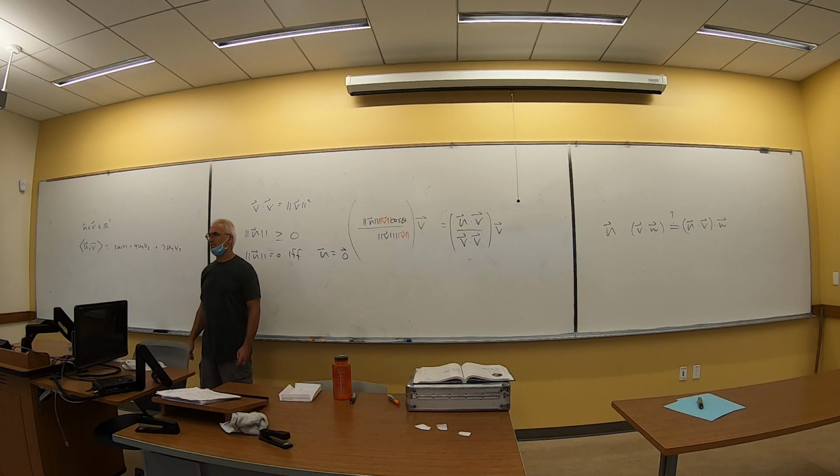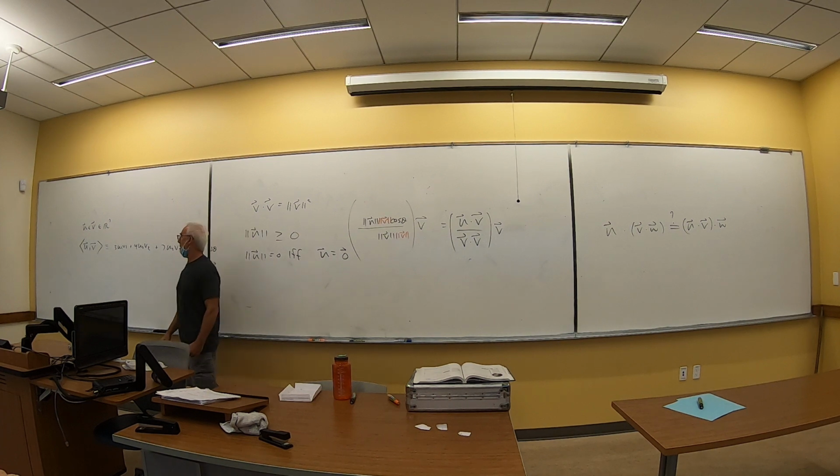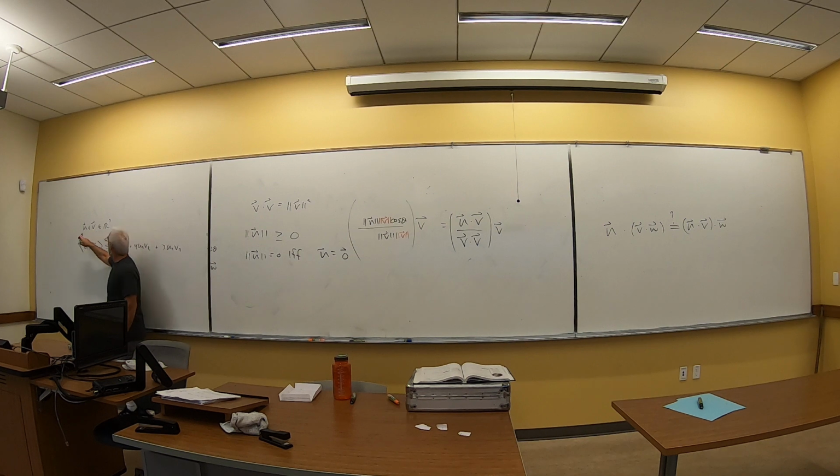Is it supposed to be that U is an element of V? No, no, that's what you... No, thank you, exactly, sorry. Comma, thank you, good catch. U and V are in R3.